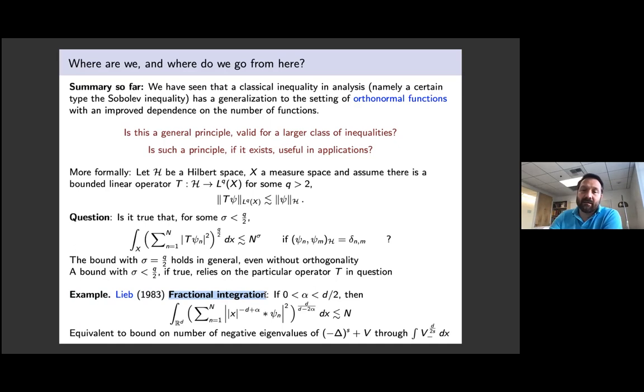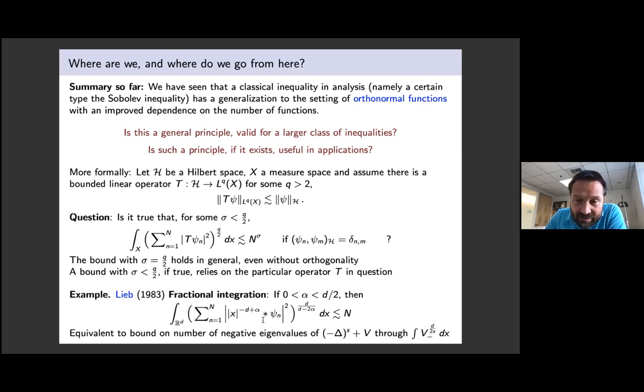So what exactly did Lieb prove? You take your orthonormal functions, you convolve them with a singular kernel, x to the minus d plus alpha, where alpha is allowed to vary in a certain range. Take the absolute value, take the square, you sum, and then you raise it to the power d over d minus 2 alpha. If you had a single function, then this thing is bounded, under the assumption, of course, that psi is L2 normalized. But now Lieb's theorem is that this grows at most like n.